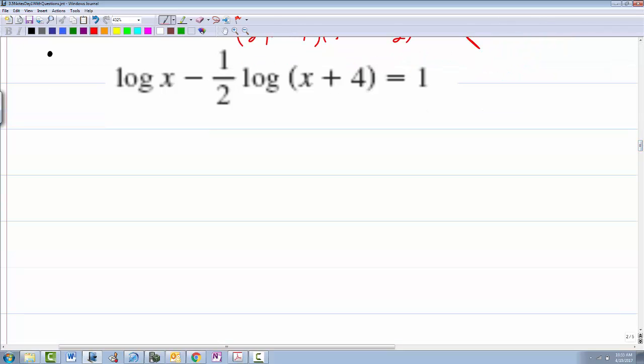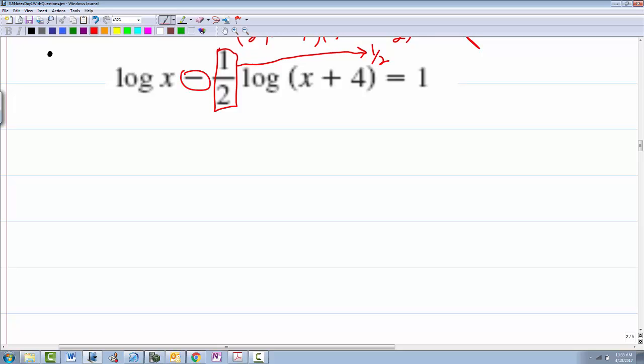Now, is this a drop your logs? Oh, whenever I see 2 logs, I can just drop them. I'm going to get people doing that because they're robots. Okay, so what do I have to do? I have to change this to what rule? Division. But what else do I have to do with this? This turns into an exponent.